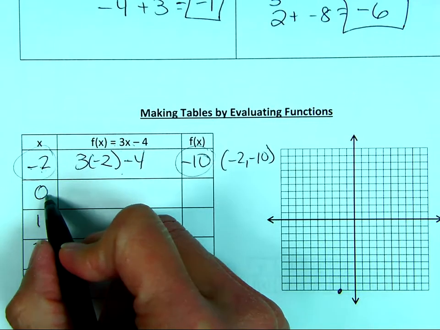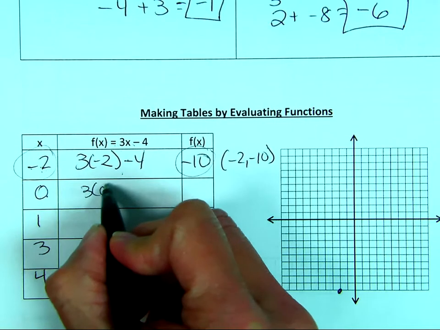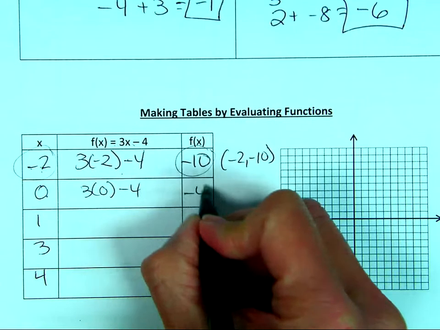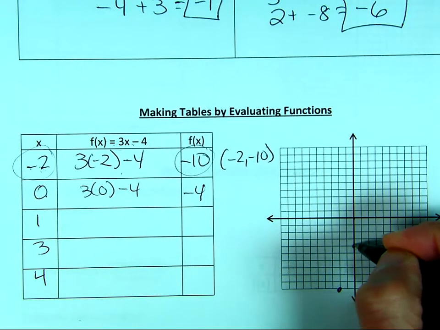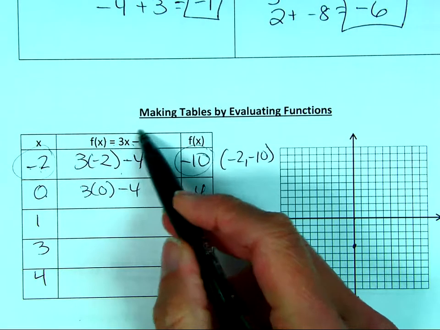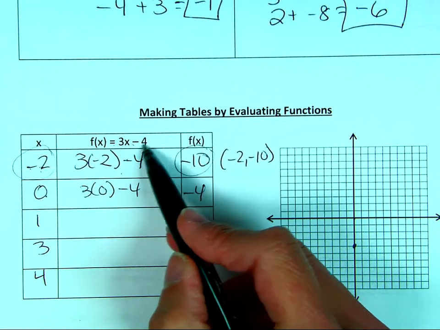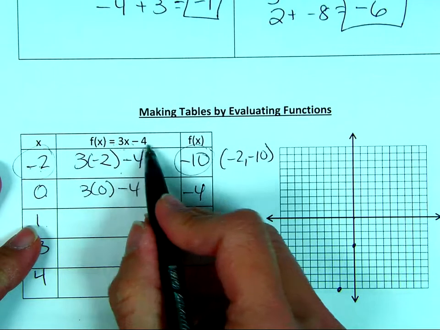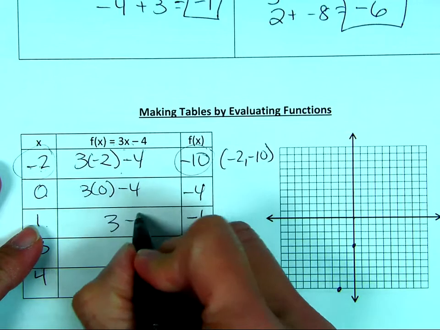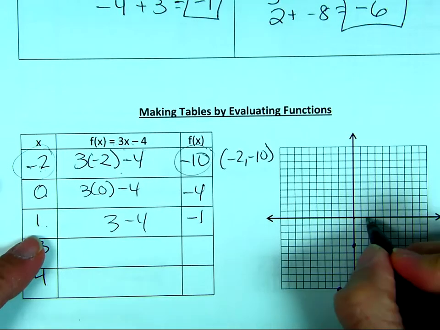0, if I find f of 0, this is what I get. So 0 minus 4 is negative 4. So if I'm at 0, I'm going to go down 4. Again, that's my y-intercept, which most of you probably figured out because you can see the mx plus b right there. So a little bit quicker now. If I put a 1 in, I get 3 minus 4. Right? 3 minus 4 is negative 1, so I'm going to graph 1, negative 1.